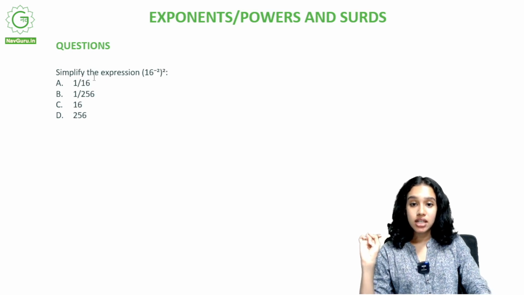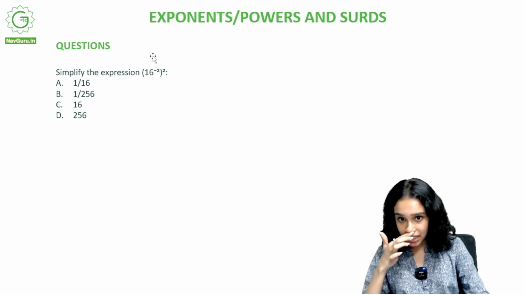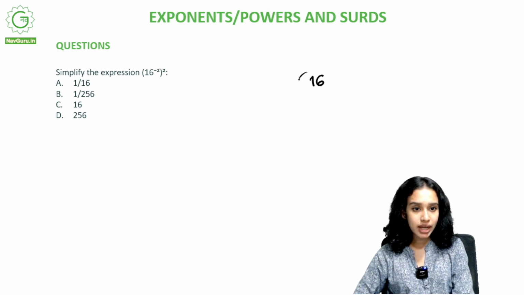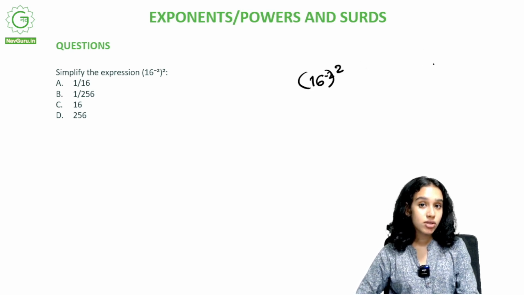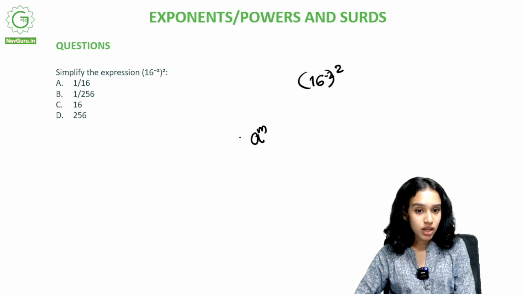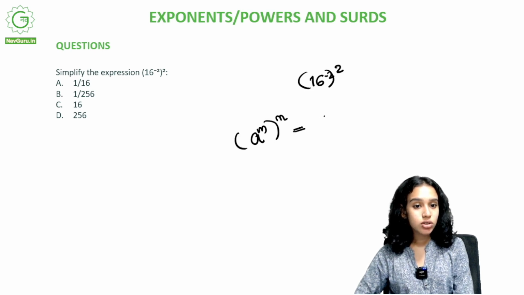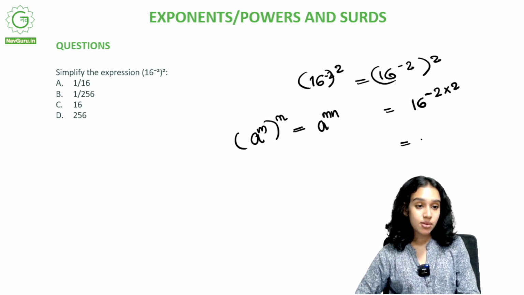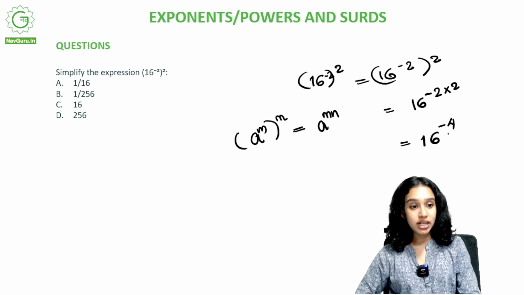Now, the next question. Simplify the expression 16 raised to minus 2 the whole square, right? Now, we have to simplify it. So, we could write it as 16 raised to minus 2 the whole square, right? What is the property which we can use here? So, a raised to m whole raised to n is equal to a raised to m into n, right? So, 16 raised to minus 2 whole raised to 2 is equal to 16 raised to minus 2 into 2. What is minus 2 into 2? It's minus 4. So 16 raised to minus 4.